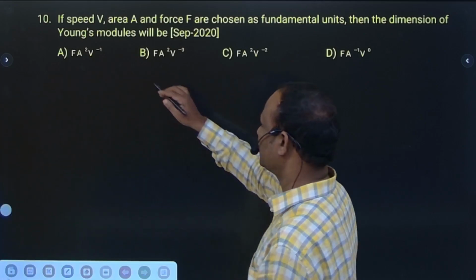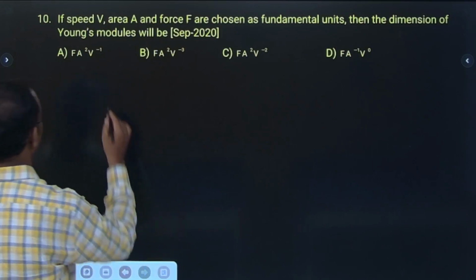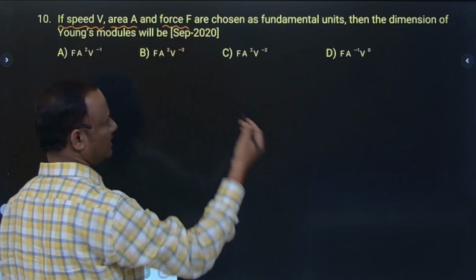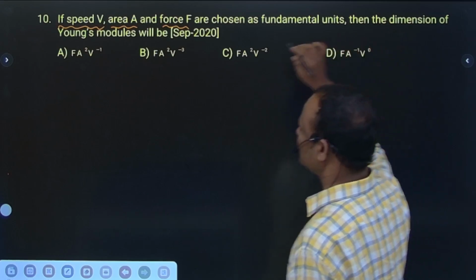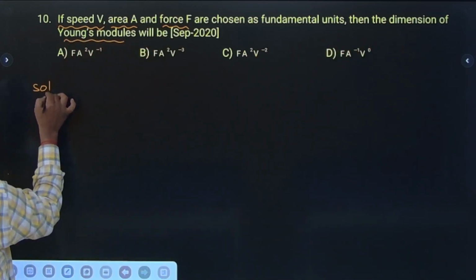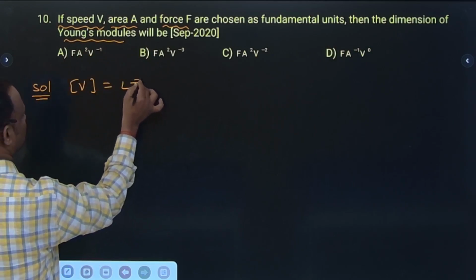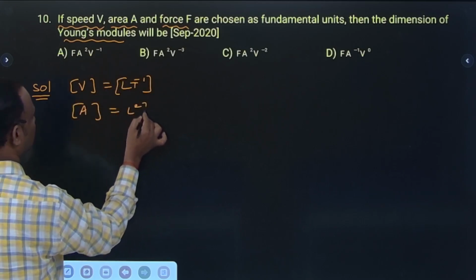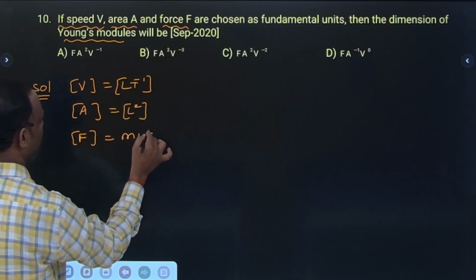This is the next question. The speed is given as v, the area is A, and the force is F. It's dimensional analysis, so we need the dimensions of Young's modulus. First, write the dimension formulas. Speed has dimensional formula LT inverse. Area A is L square. And force has dimensional formula MLT minus 2.